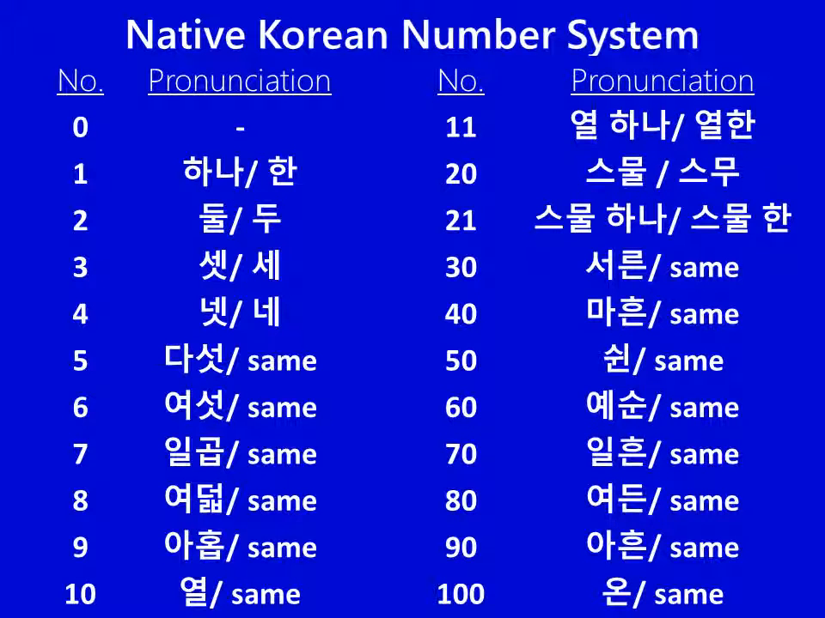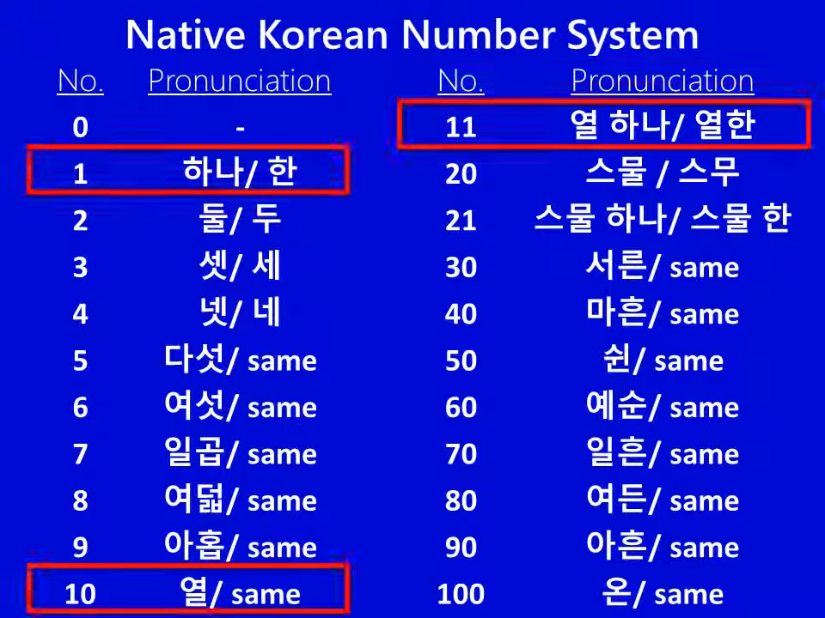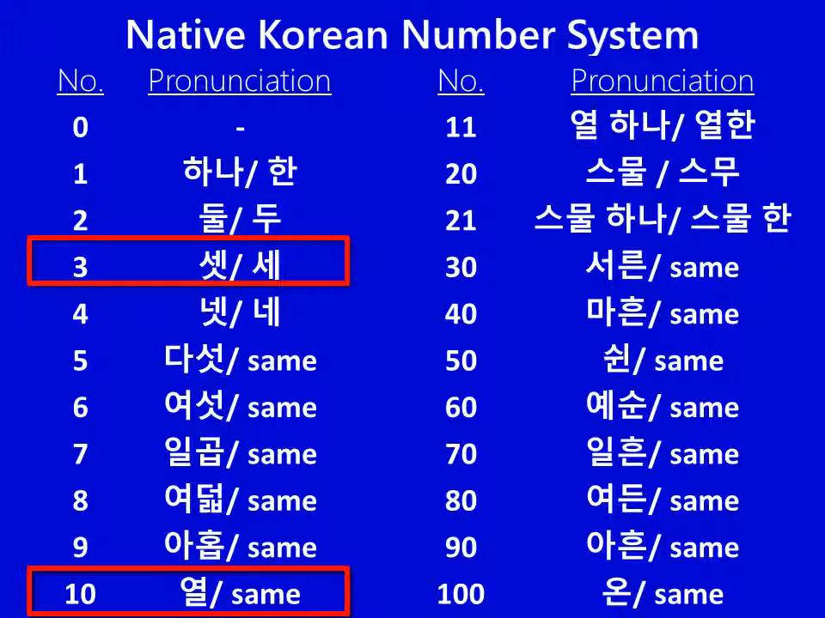Now let's move on to something above 10. Now pay attention because the word changes. These are irregular words. For 11, we say 열 하나. 열 하나 or 열 한 개. If you want to say 13, you say 열 셋 or 열 세 개.